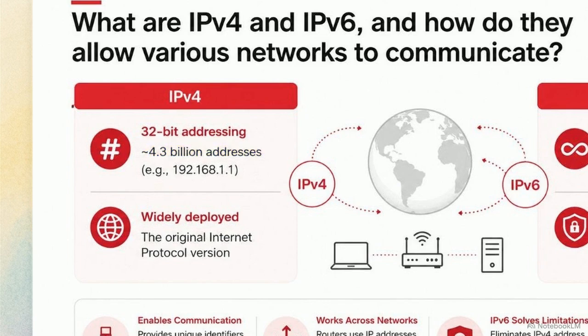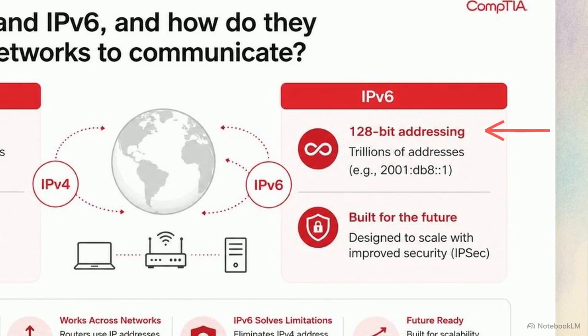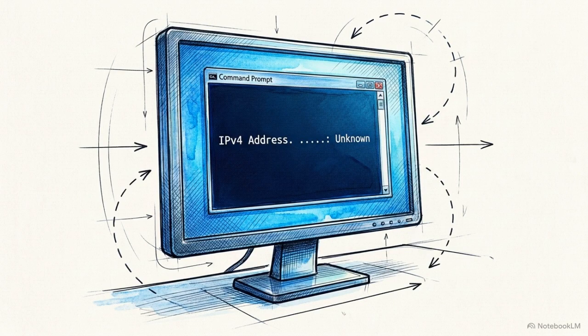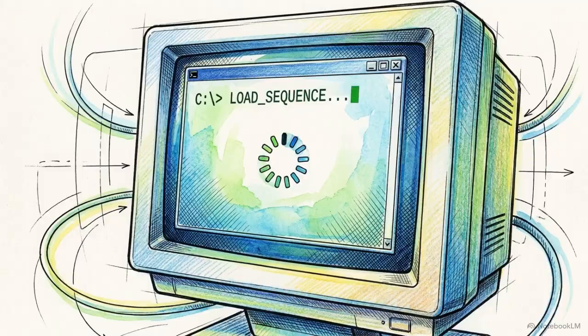Its successor, IPv6, uses a 128-bit architecture. This provides trillions of addresses, permanently solving exhaustion while offering native scalability and built-in security features. But a machine doesn't automatically know its own IP address when you boot it up. It has to acquire one.